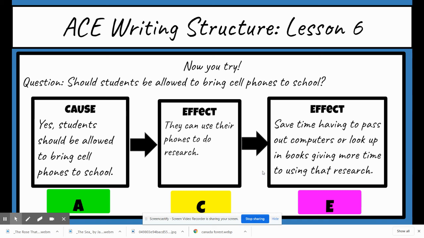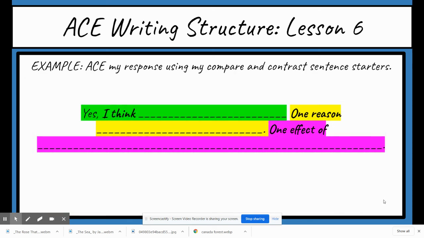And what that does is it gives them more time to use that research either in their writing or in discussions. So now I put this together. I want you guys to do that, please, using these sentence starters. So the question is, should students be able to bring their cell phones to school? You need to answer now using these sentence starters.